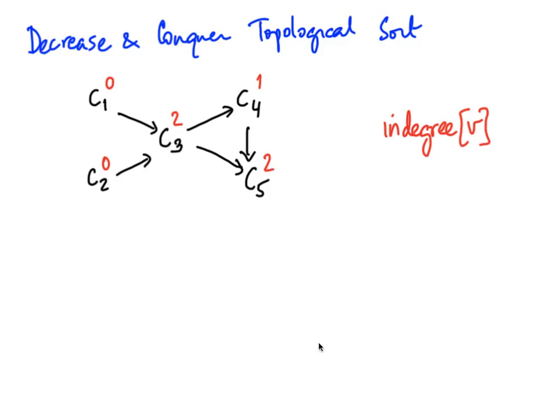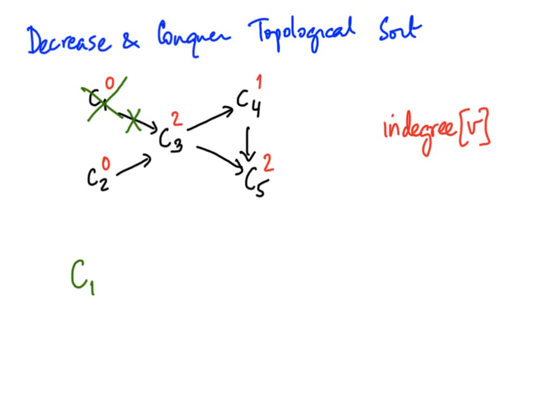So what we do according to the algorithm is identify a source vertex and enumerate it. So in this case, let's pick the smaller of the two. So we pick C1 and we enumerate it. And the second step is to remove it from the graph. So now we remove C1 from the graph, so we also remove this edge.